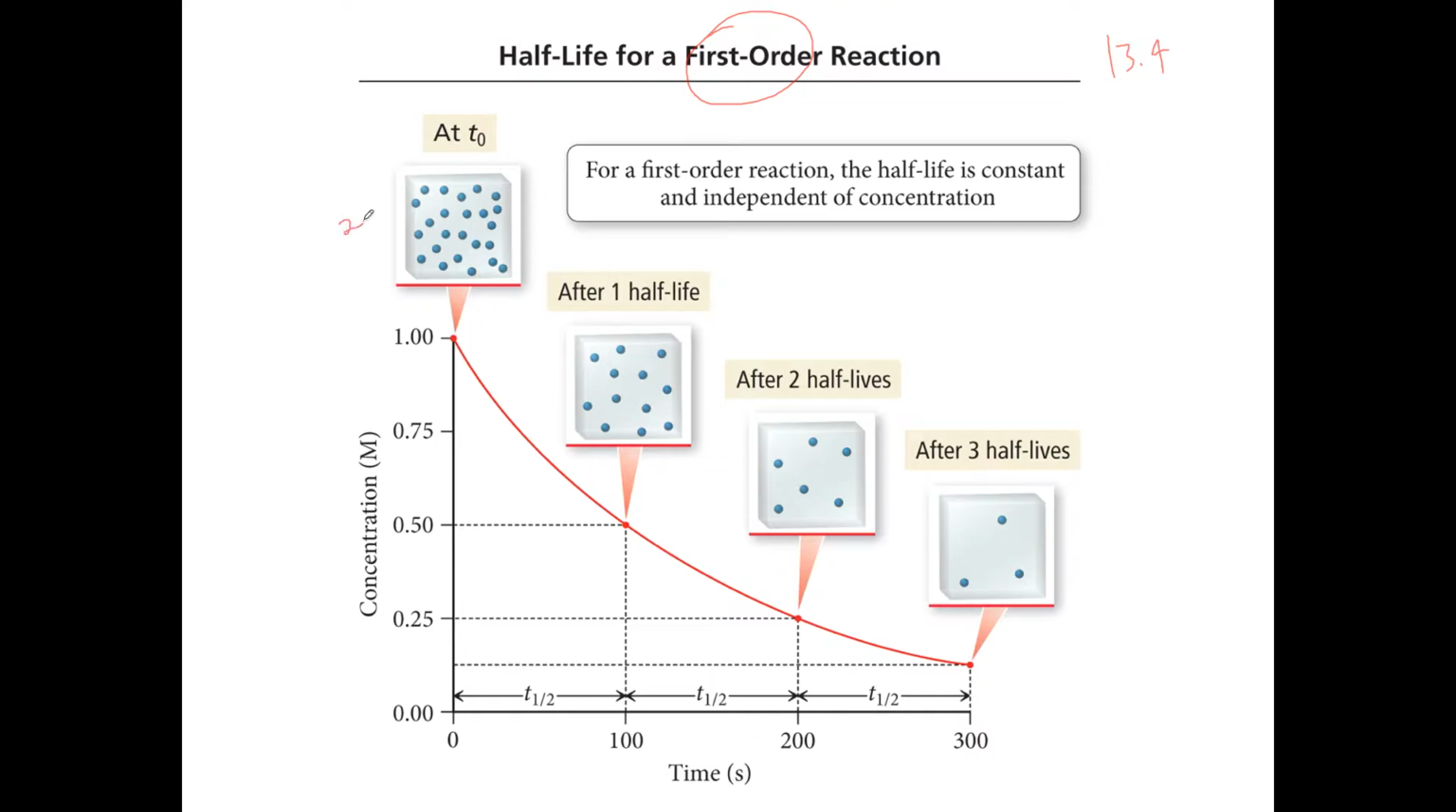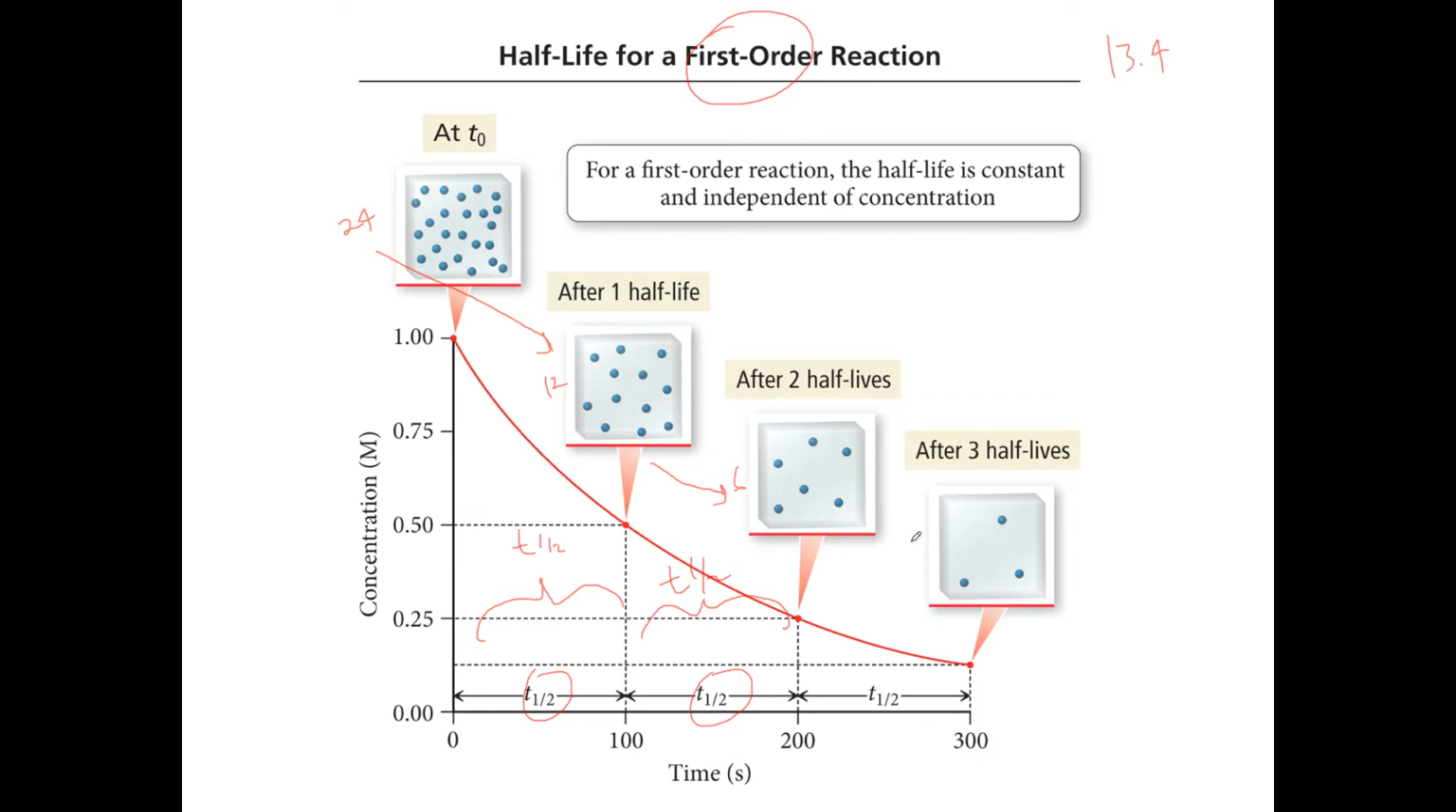1, 2, 3, 4, 5. There's 24 particles in here, right? Suppose it's 1 molar. If this is the half-life, which I'm going to call t 1/2, it's right here, then this is going to go down to 12 in 1 half-life, okay? Now, from another half-life, it's right here, right? Another half-life, which appears to be 100 seconds, it's going to go from 12 to 6, right?